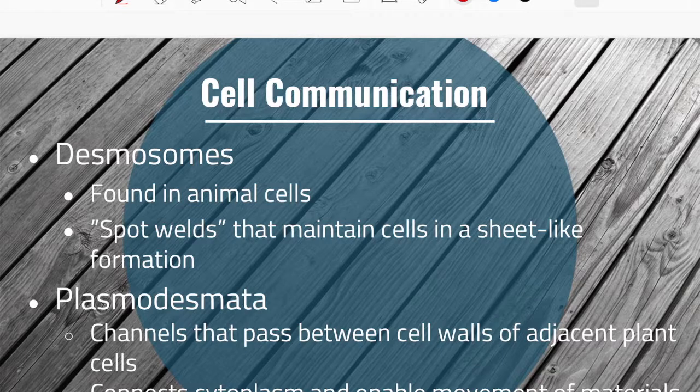Desmosomes are found in animal cells, and these are spot welds that allow the cells to stay in a sheet, such as your skin cells. Skin cells will attach to each other and they form sheets or layers. And then we have plasmodesmata. Plasmodesmata is the only one that we're talking about that has to do with plant cells. And they are channels between plant cells that allow for materials such as water and cytoplasm and ions to move from cell to cell. All right?